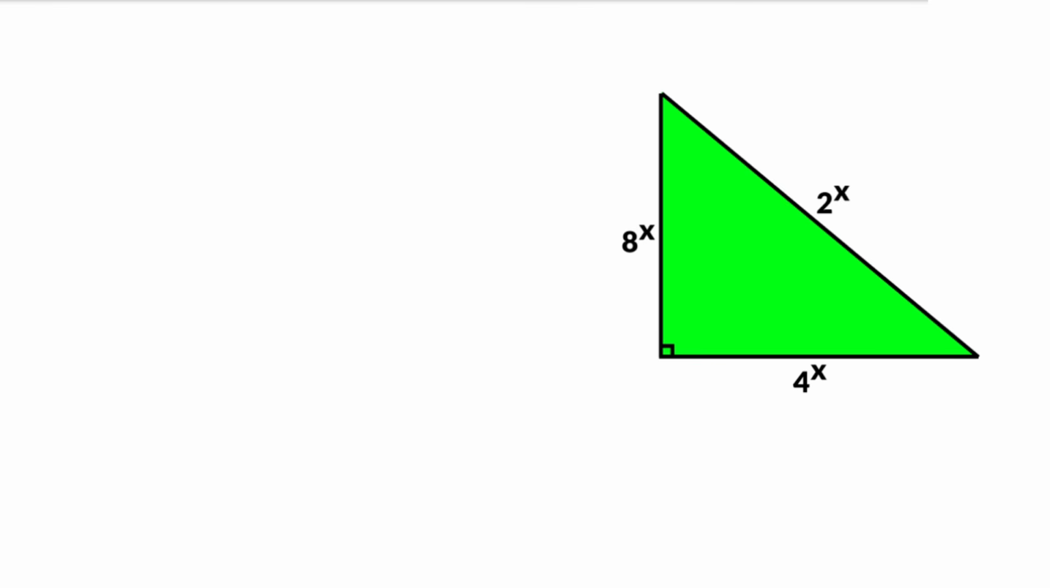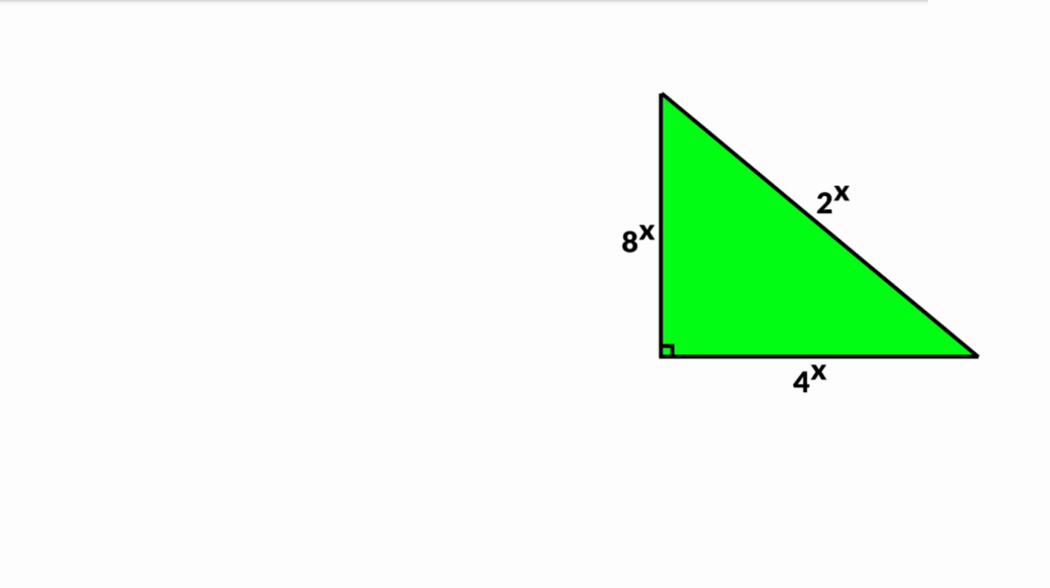Now, before doing any calculations, there's something unusual here. Normally, 8 to the power of x would be larger than 4 to the power of x, which would be larger than 2 to the power of x. So why is 2 to the power of x the hypotenuse? That can only happen if x is negative. As soon as the exponent becomes negative, the size relationship flips around. So we've already discovered our first clue. x must be less than 0.